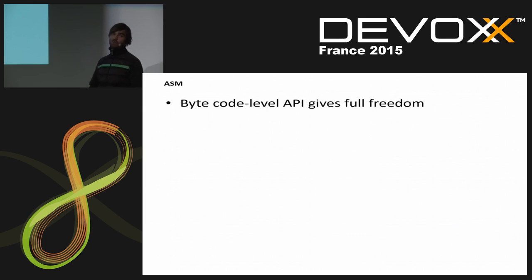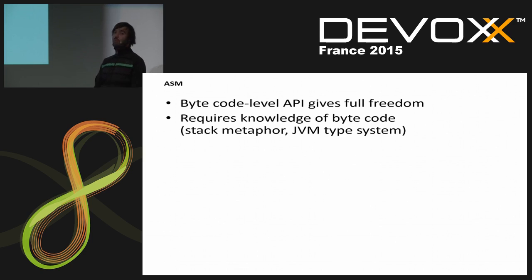Yeah. However, sometimes bytecode ASM is great, but it gives you full freedom. You can do everything. But it requires you to know bytecode, which is the stack metaphor. We have the JVM's type system. For example, the JVM doesn't have the same notion of integers as the Java language does. On the JVM stack, for example, there are no shorts, there are no booleans in the JVM altogether. So you have to learn something to actually be able to apply it.